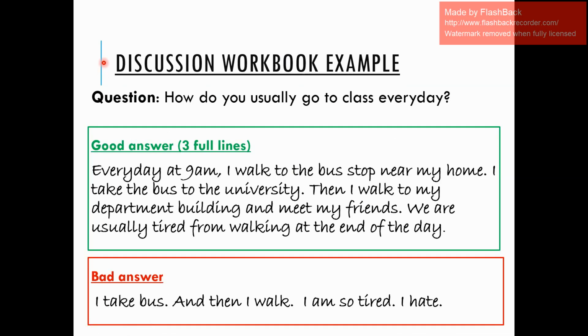So here's an example of your discussion workbook. For example, you can choose a question in there. Example question here. How do you usually go to class every day? So you will answer that with 3 full lines, not sentences. 3 full lines. So let's count them out. 1, 2, 3. That's good. 4. Super good. So that's a good answer.